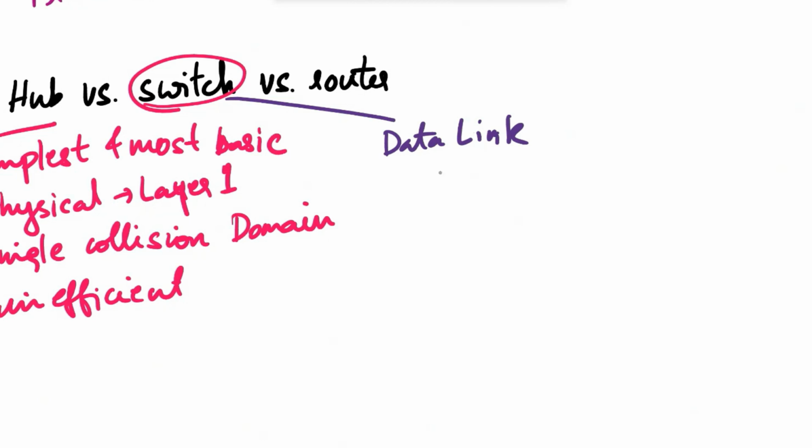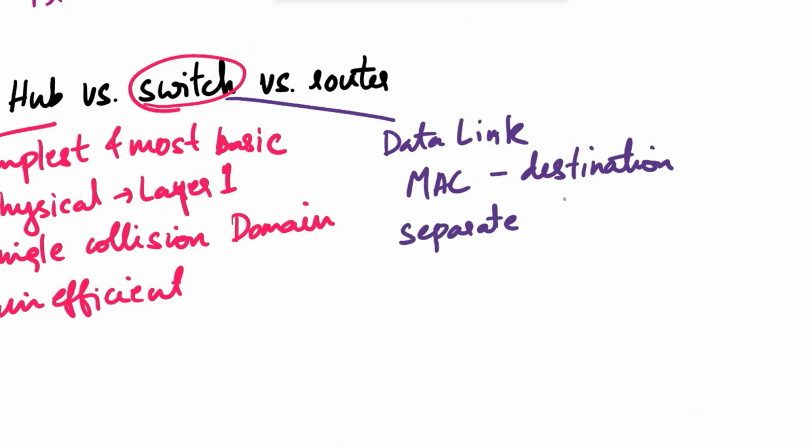Switches use MAC addresses to determine the destination of data packets. When a switch receives data, it forwards the data only to the port where the destination device is connected, reducing unnecessary traffic. Switches create separate collision domains for each port. This minimizes collisions and improves network efficiency.